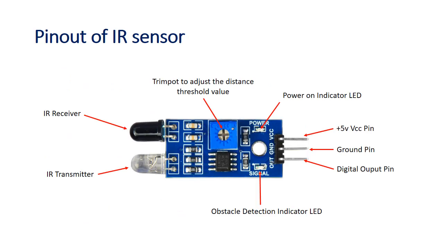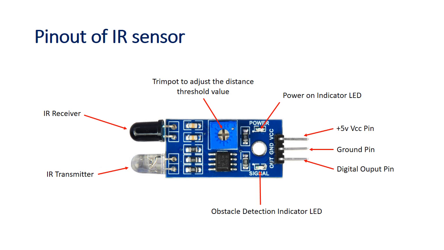Now we will see the pinout diagram of IR sensor. In this slide, we have shown the module of IR sensor. Here we can say it has 3 pins. The VCC pin is where we can apply 5 volt. The center pin is the ground pin, where we can apply ground, and then the output pin. Here we get the digital output whether an obstacle is detected or not. If an obstacle is detected, here we get logic low. If there is no obstacle, here we get output high.